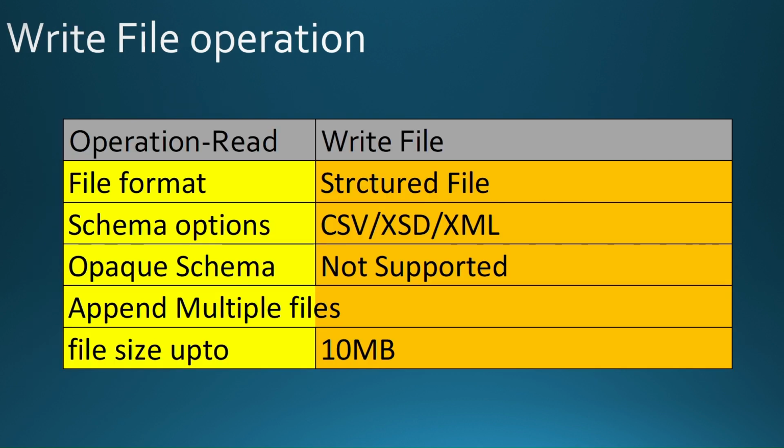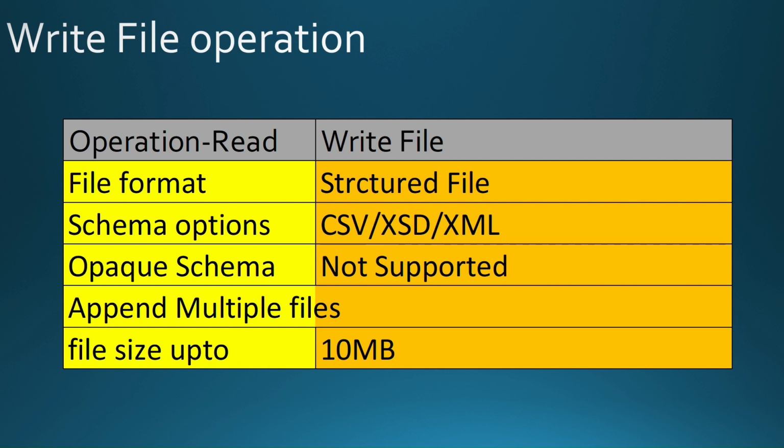So the next one is the write file operation. By using this operation, you can generate a new file, or you can generate a new file into an SFTP location. In a real-time scenario, you may need to generate an HTML report. Your file format should be something like .html. In that scenario, you can use the write file operation from the stage activity.